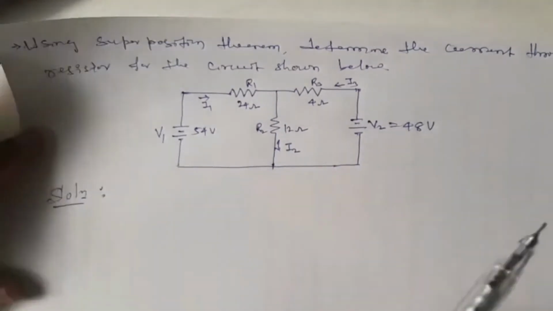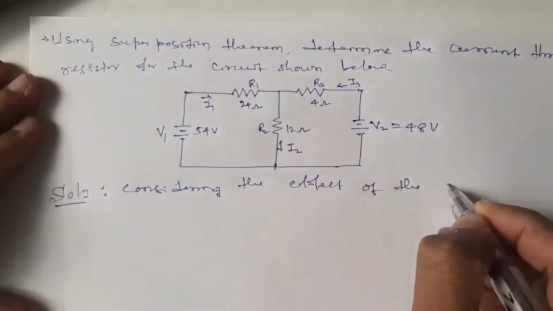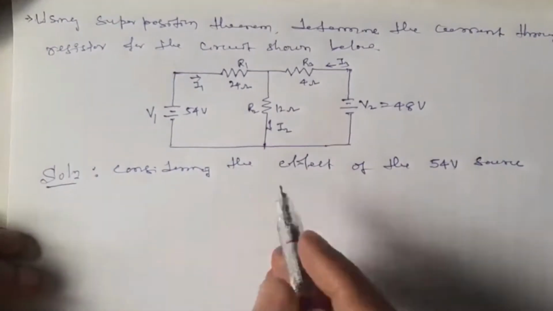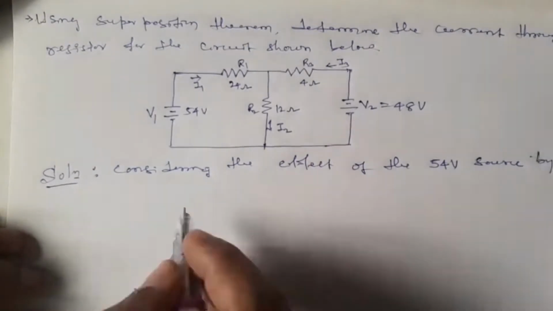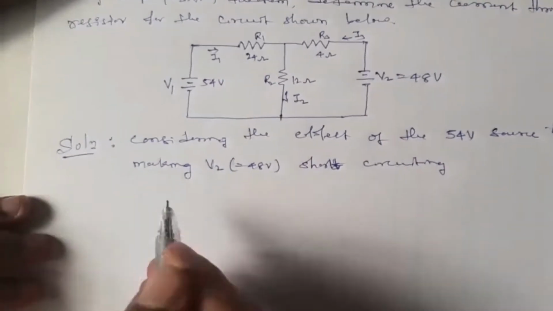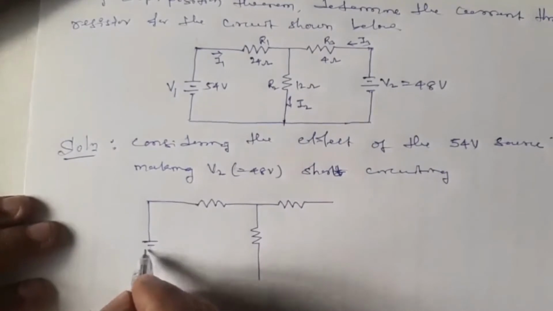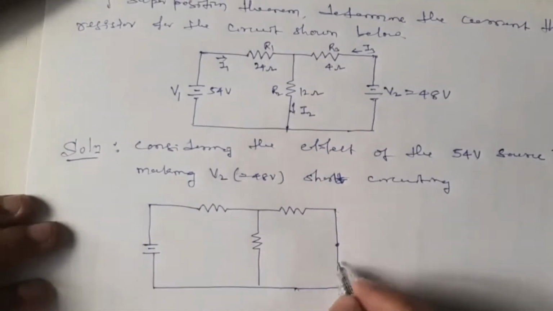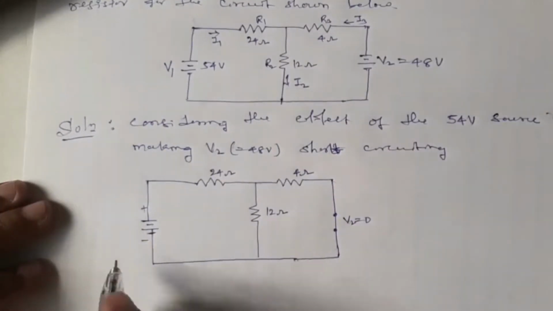Here, initially I'll consider V1, which is the 54 volt source, only the effect of the 54 volt source. How do we do that? By short circuiting V2. As shown in the figures, I'll draw this figure. Only V1 will be present and V2 will be short circuit. Whatever V2 is, it will be zero. V2 is zero.